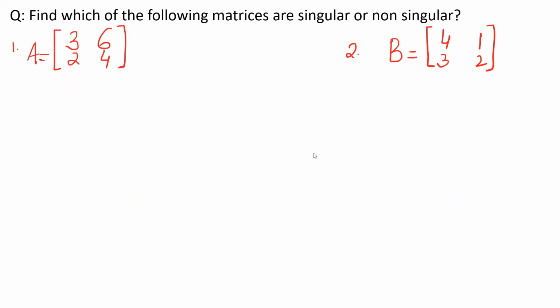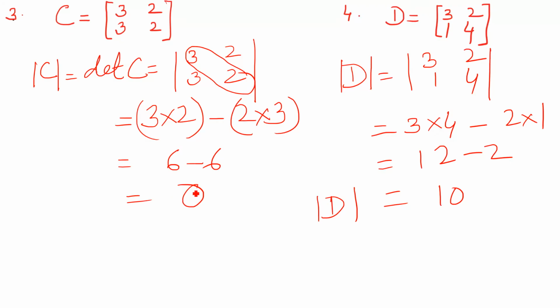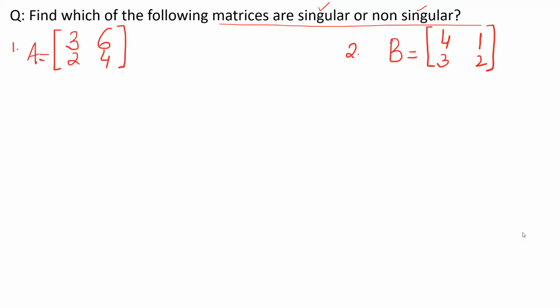Next question is, find which of the following matrices are singular or non-singular. This is the matrix. First of all, we will find the determinant of A. If the determinant of A is equal to 0, it means it is singular. If it is non-zero, it is called non-singular. See, in the previous example, the determinant of C is equal to 0. If the answer comes 0, it means this is singular, and if the answer is not 0, it is non-singular, right? So here we will prove it.